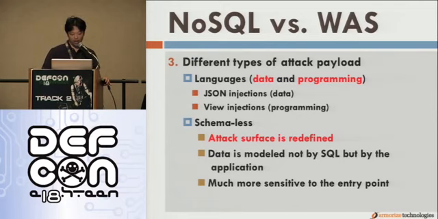The second one is the impact of a schema-less implementation. Basically, because it's schemaless, the attack surface is redefined. Why? Because data is modeled not by SQL, but by the application itself. And therefore, the attack vectors are very sensitive to the entry points. Before it was not. Before, it really didn't matter in which URL we were finding a SQL injection.